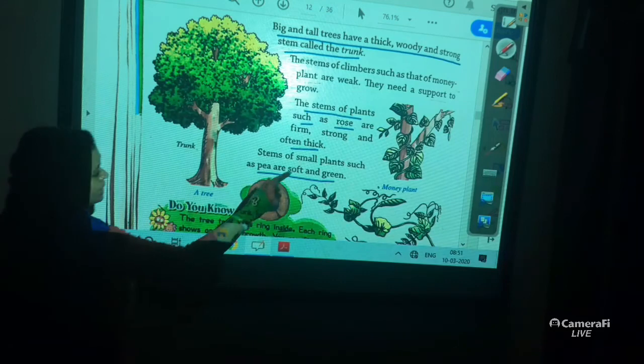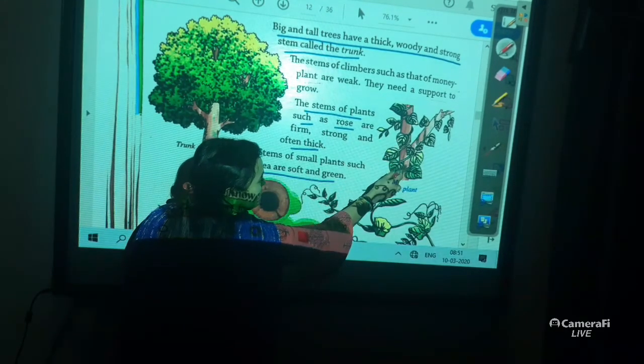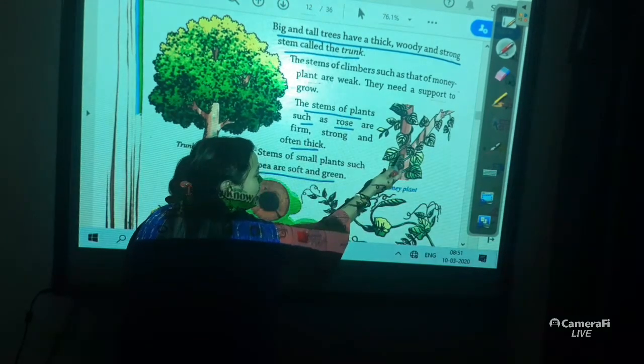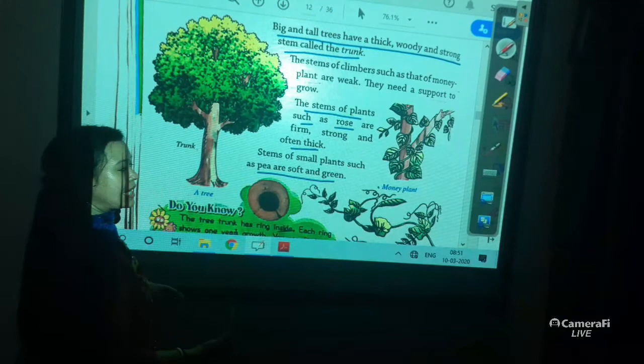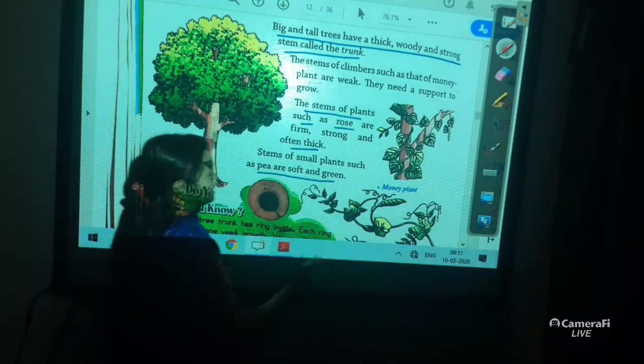तो see this plant climbing on the stick, one stick, because their stem is very much weak, they cannot stand straight by their own. That's why they need help to grow and stand. Okay, I hope all of you understand all this thing.